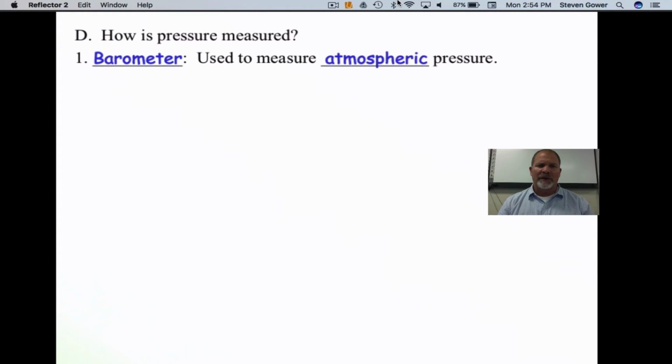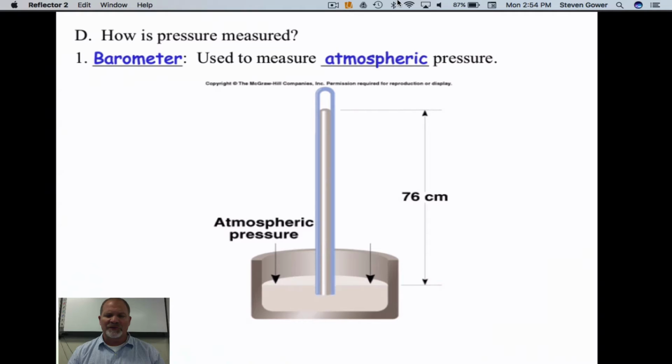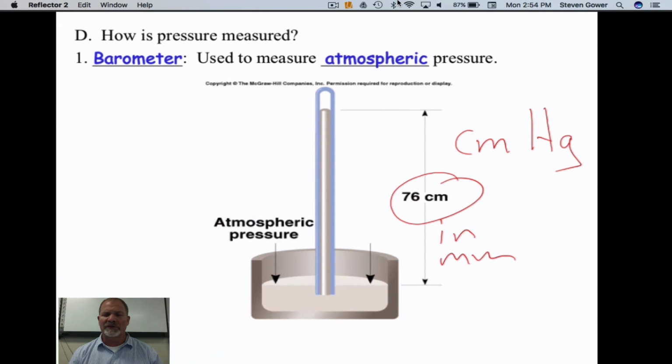Let's talk about a barometer. It measures the actual atmospheric pressure, and what's unique about the barometer is the scale that you're actually using. In this situation, the scale is in centimeters, so they would measure this as centimeters of mercury. We've seen that it can be in inches. It can also be in millimeters, or ones that can actually be used. What we understand here is that as the atmospheric pressure increases, the mercury is pushed down, and then it climbs up the tube.